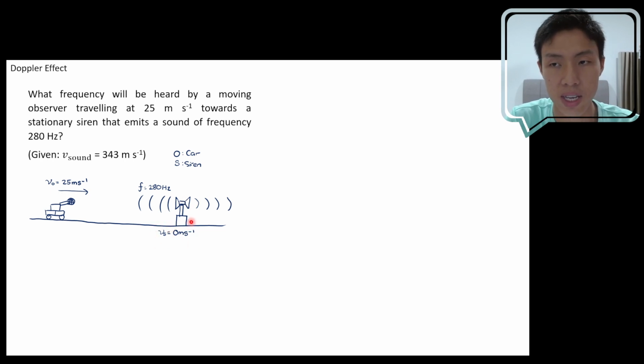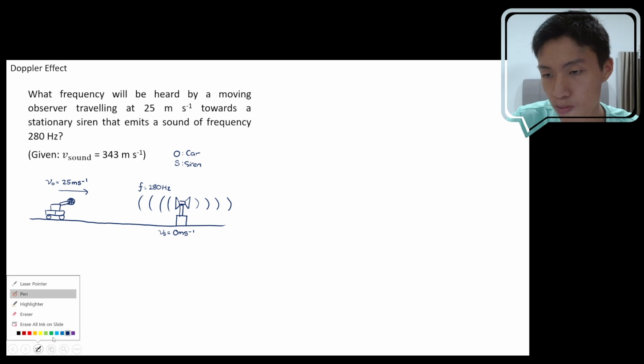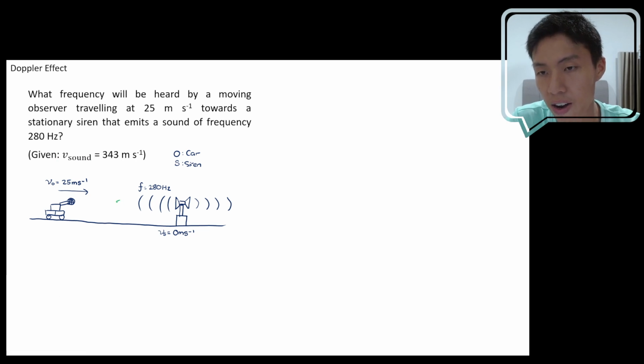Then they give V of sound equals 343 meters per second. That is the speed of sound traveling in air. Our sound here is traveling outwards in air with V of sound equals 343 meters per second.